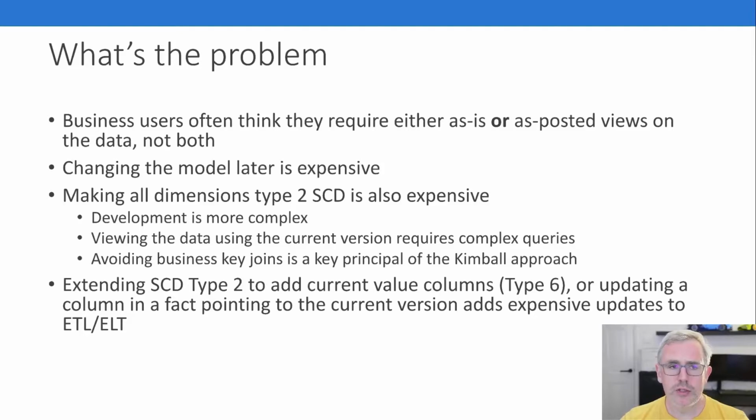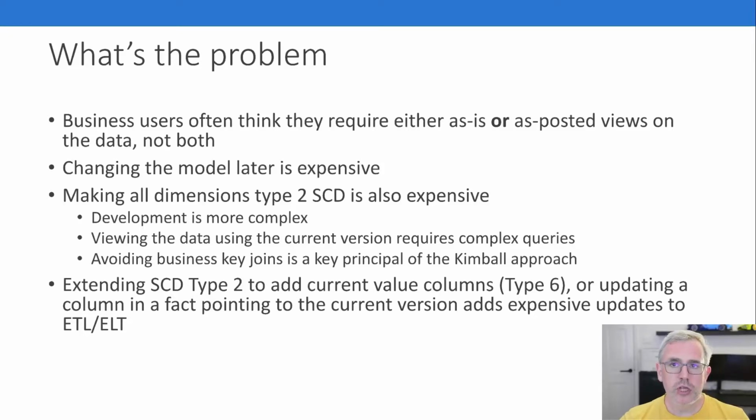Okay, so what's the issue with this? Well, often business users will not quite be sure whether they need as is or as posted views. So often they'll know that they need to see the current view, and we implement the type 1 slowly changing dimension. Essentially, they only get the current view. Sometimes they say, well, we need it as it's posted, and then you give them that, and they say, but we also need to see how it is at the moment.